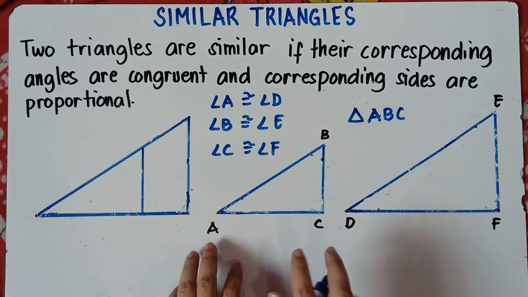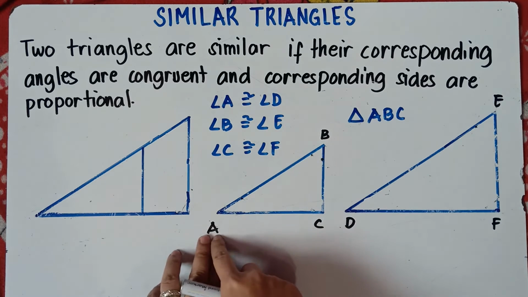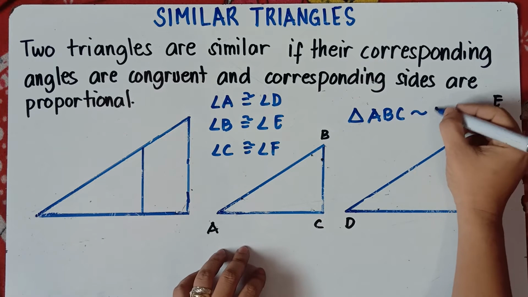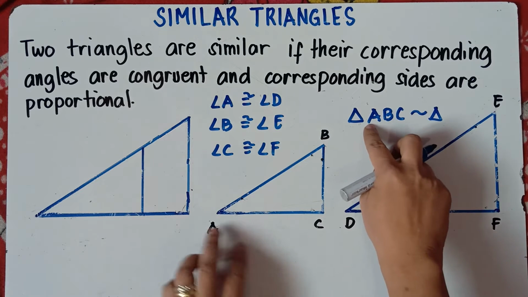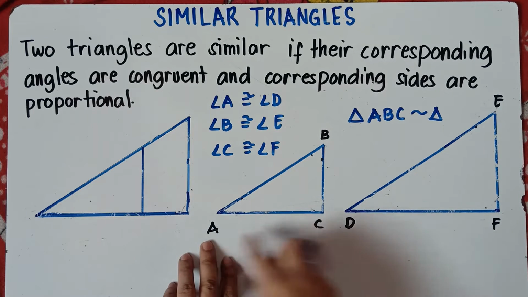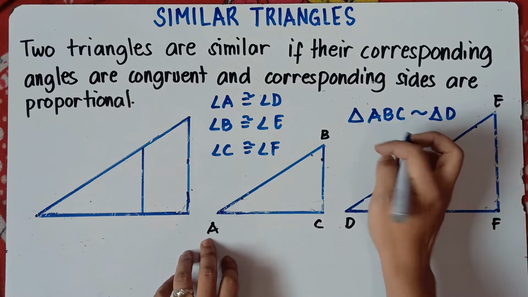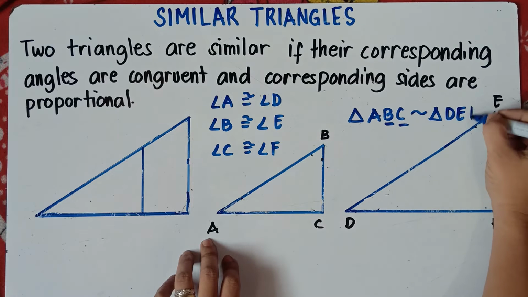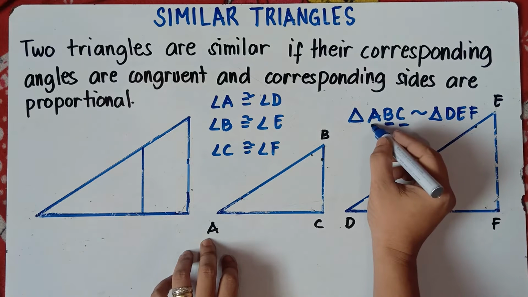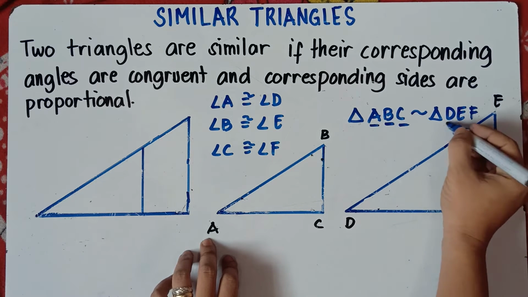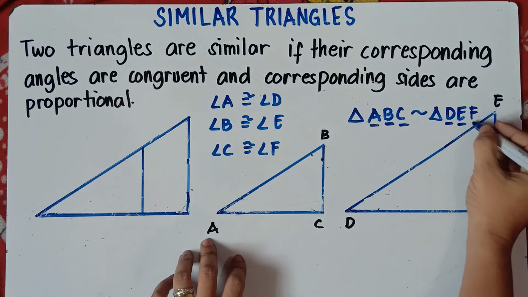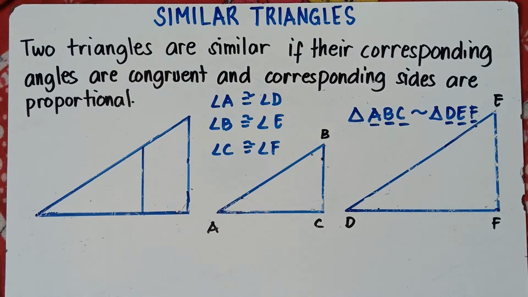So once again, class, be careful in reading the triangle. So you have ABC is similar to, this is the symbol of similar to, triangle DEF. Corresponding angles: A corresponds to D, B corresponds to angle E, then C corresponds to angle F, so triangle DEF. So once again, A corresponds to angle D, angle B corresponds to angle E, angle C corresponds to angle F. Be careful, class, in reading the triangles.